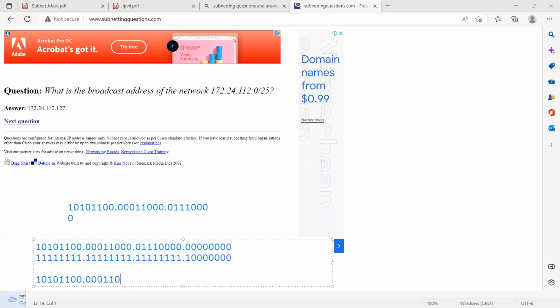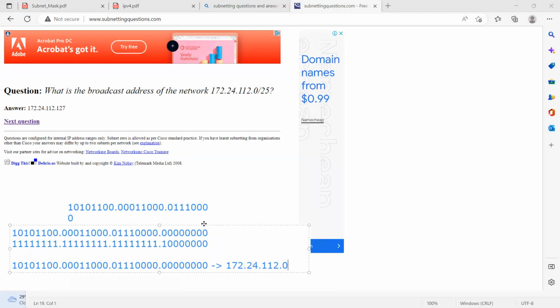This is the network address. You can write that as 172.24.112.0, which is the network IP. That is anyway given, so no need to discover that. I just show you the steps only, right?